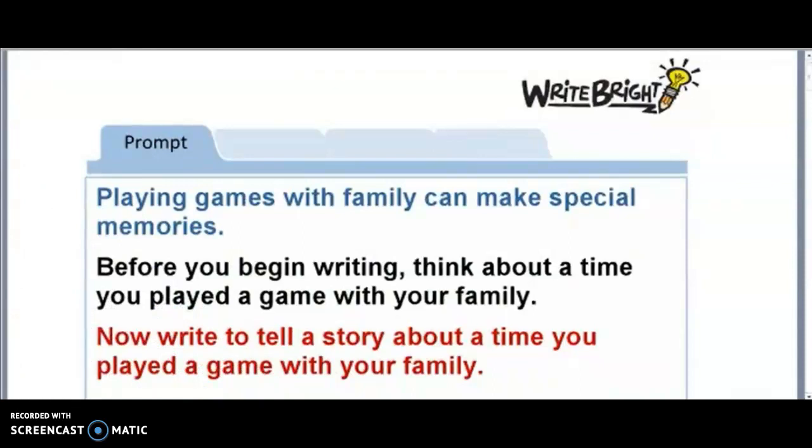Make certain your lesson is set on full screen. Also, you will need to press pause when an instruction is given. Today's prompt says, playing games with family can make special memories.